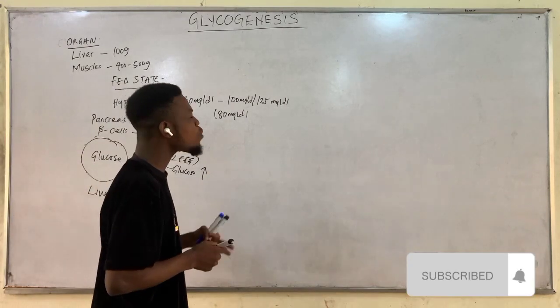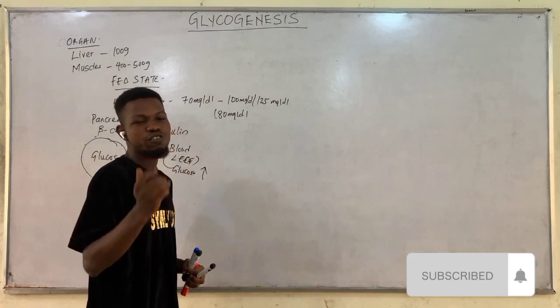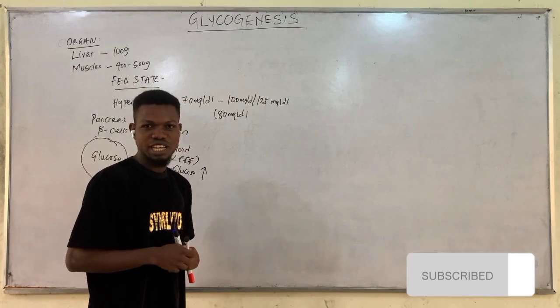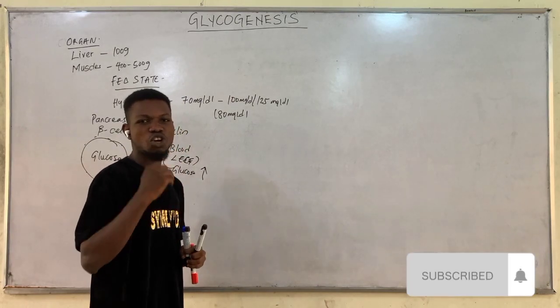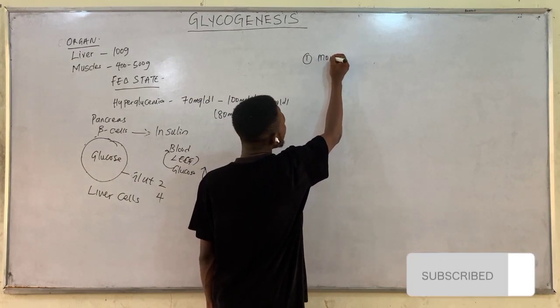So there's something I want you to understand about the synthesis of glycogen from glucose. You know, glucose is a monosaccharide unit. When we talk about the classification of carbohydrates, it is divided into two. Number one is what? Monosaccharide.